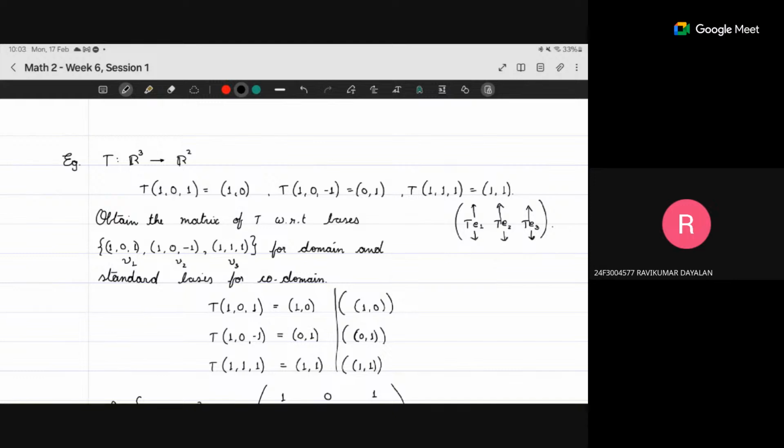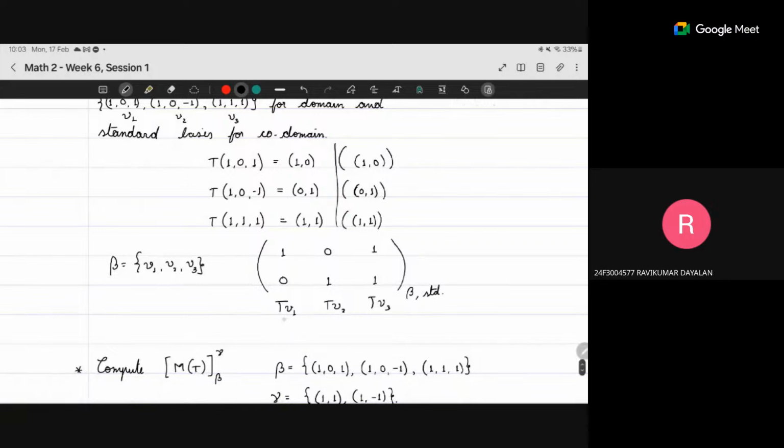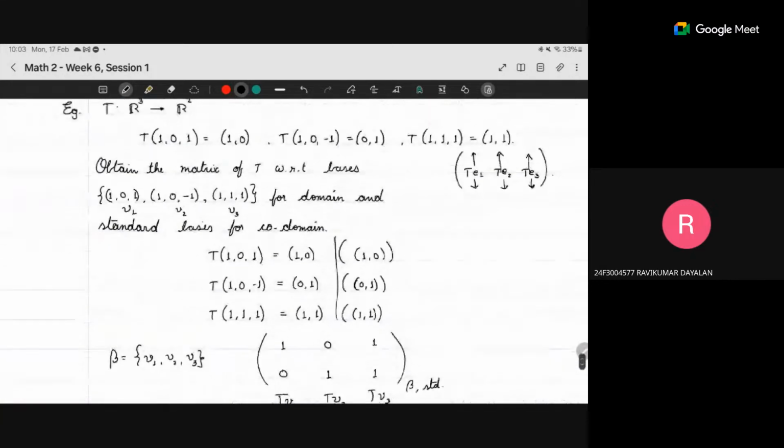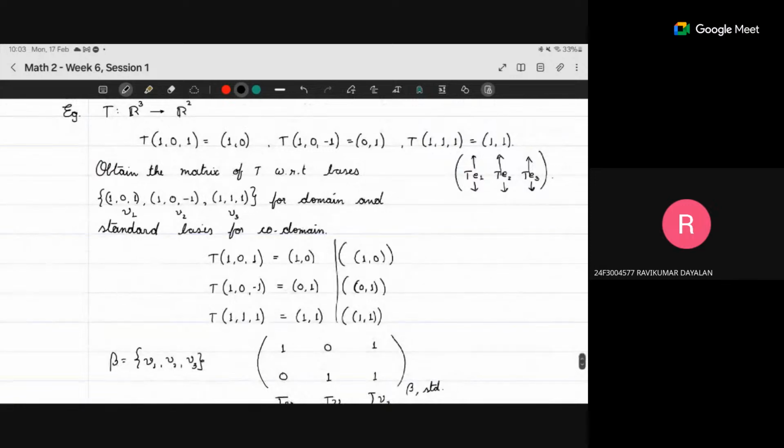In the next sum, the problem you mentioned gamma, but here there is no mention of basis or gamma, so gamma is actually the standard basis. In the standard basis, (1, 0) is written as 1 times (1, 0) plus 0 times (0, 1). So the thing is, the coordinates of a vector in the standard coordinate system is the vector itself.